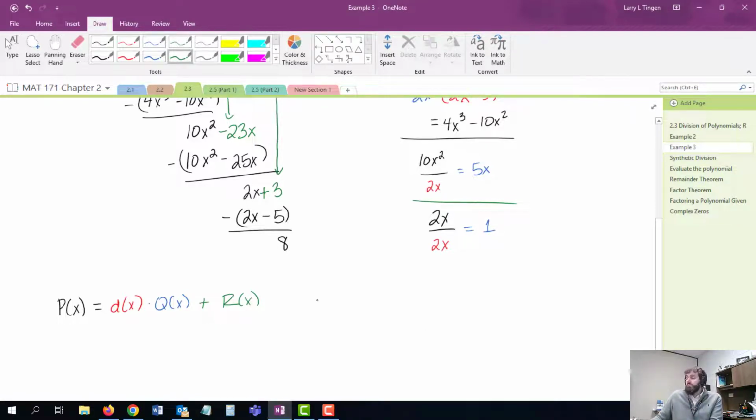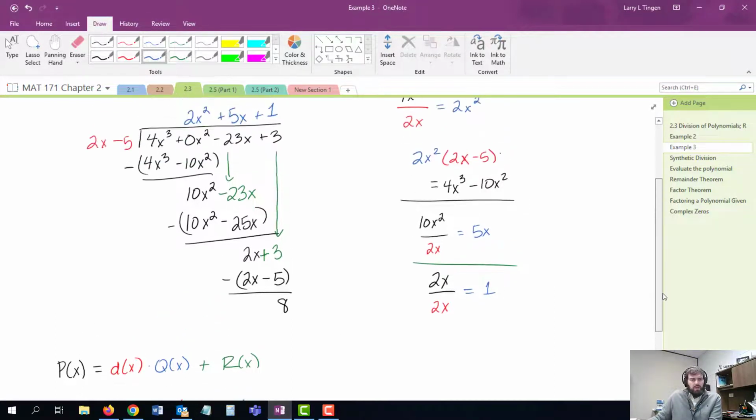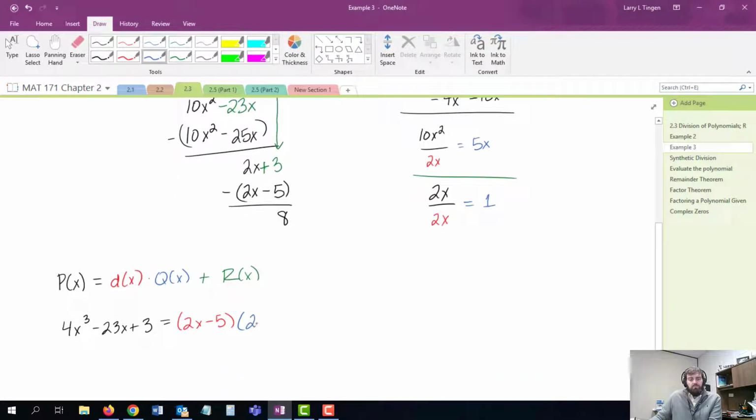So my original polynomial, 4x cubed minus 23x plus 3, can be rewritten as: the divisor was 2x minus 5, the quotient is 2x squared plus 5x plus 1. And then this one has a remainder, and that remainder is 8.